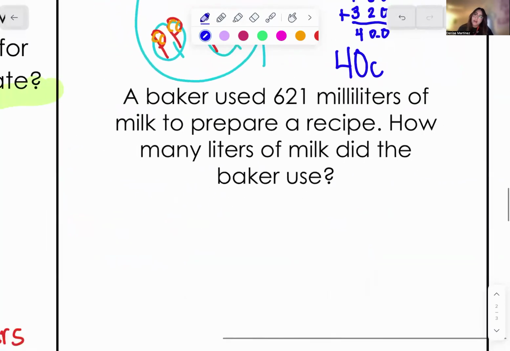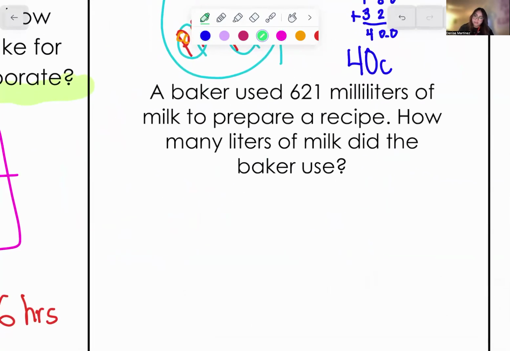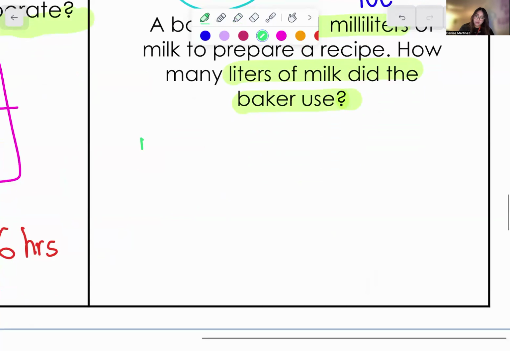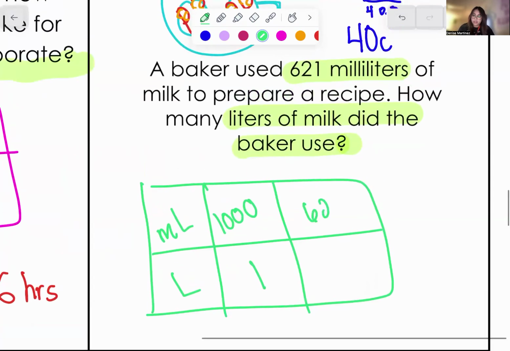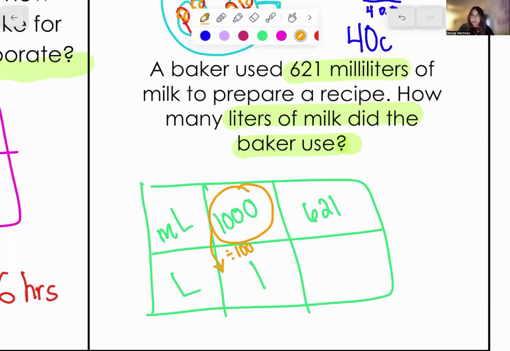Okay, this one now I'm going to show you how we used it with the box. It says a baker used 621 milliliters of milk to prepare a recipe. How many liters did the baker use? So I'm going to go ahead and set up my box. We have milliliters and liters. 1 liter is 1,000 milliliters. And I know that there were 621 milliliters. My corner number is 1,000. I can get from 1,000 to 1 by dividing by 1,000. So I'm going to do that. I'm going to divide by 1,000.